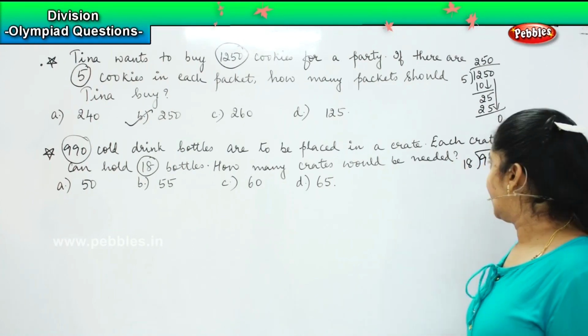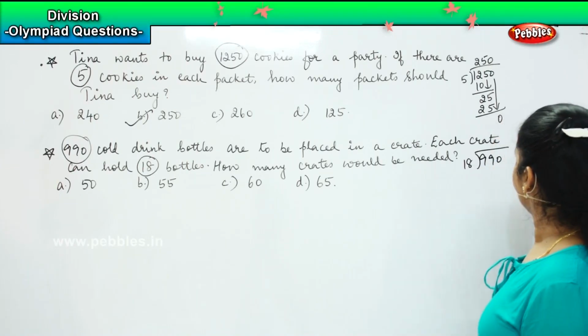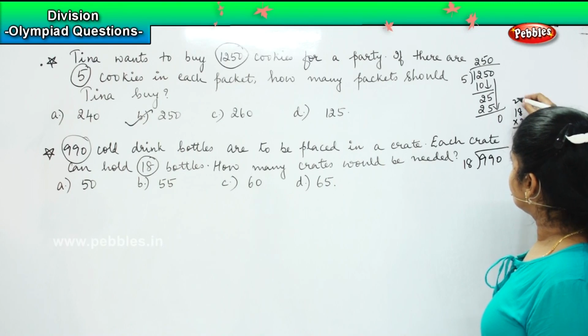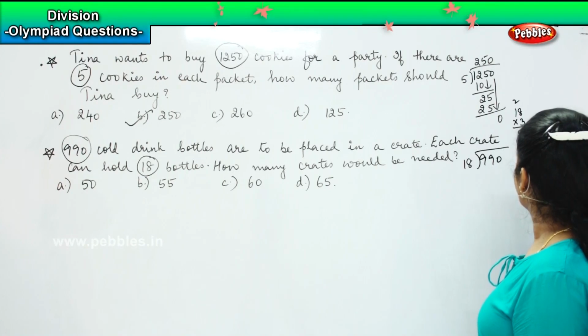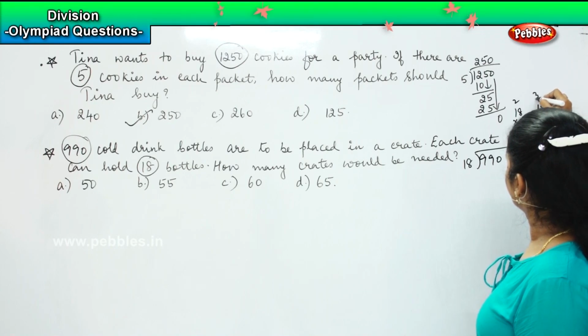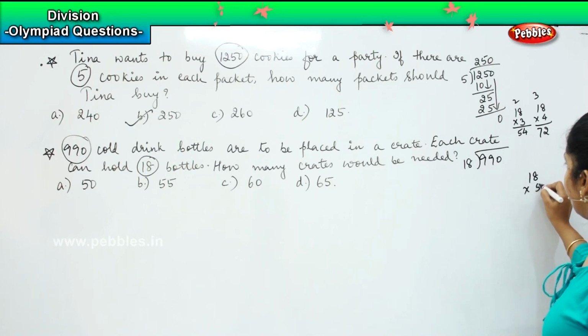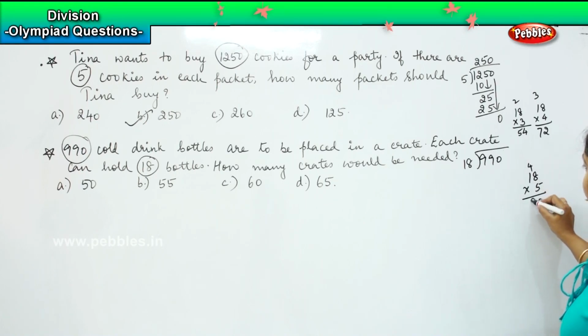Okay, so let us try. Here it is 9, right? So we will try to find out the table of 18. So let us see, 18 into 3 is how much? 8 3s are 24, 1 3s are 3, 3 plus 2 is 5. It is 54. Let us try to find out what is 18 into 4. 8 4s are 32, 1 4s are 4, 4 plus 3 is 7. Okay, let us try to find out what is 18 into 5. So 8 5s are 40, 1 5s are 5, 5 plus 4 is 9.